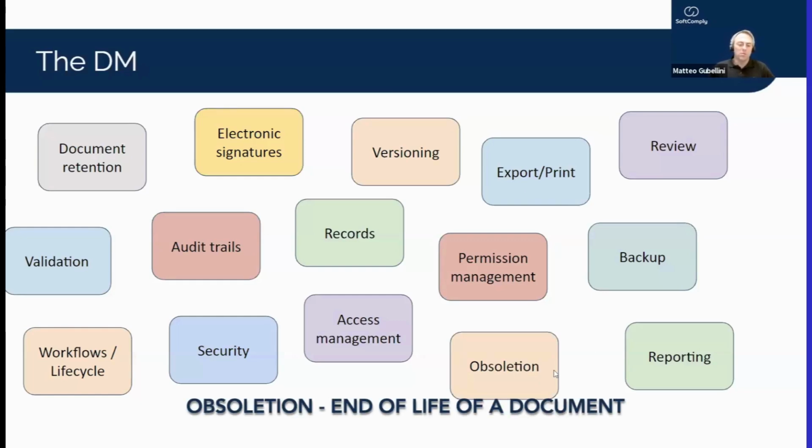Obsolescence. It's about the end of life of a document. You can't delete a document, but you have to put it in a place where it's stored, but at the same time, not everybody has access to it. The review and approval: typically a document always has review steps and approval steps, so you must be able to build that.